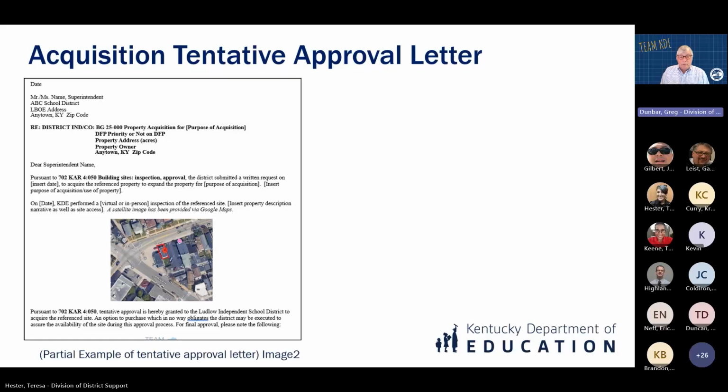So this is what the first page of a tentative approval letter looks like. The information that we ask is in the reference lines, and we typically provide a satellite image to identify the property, and on the second page, we provide the cautionary statements that I went over earlier.